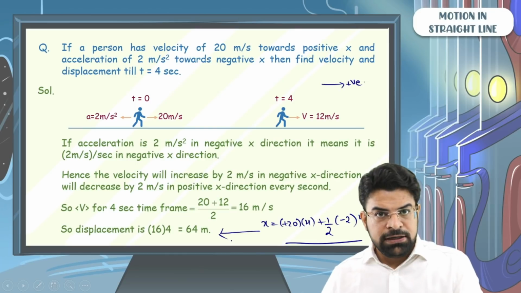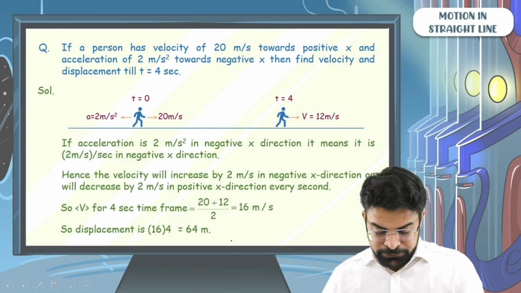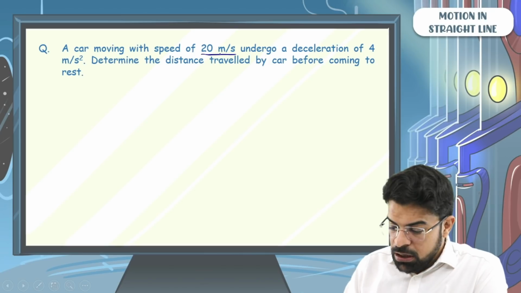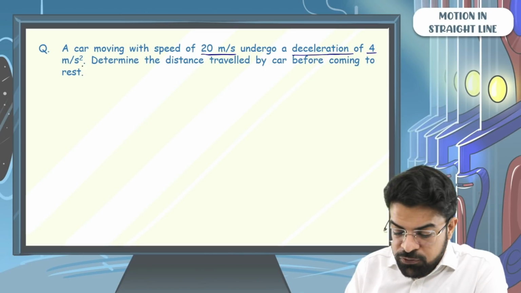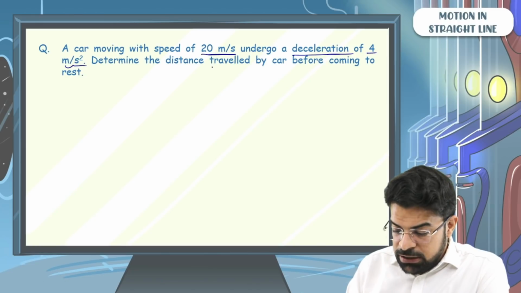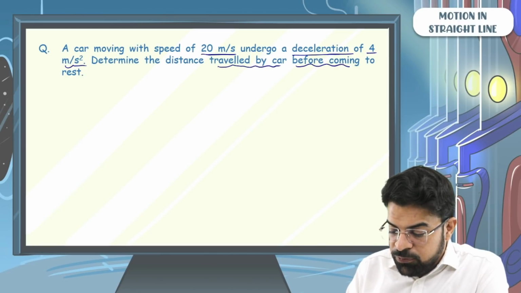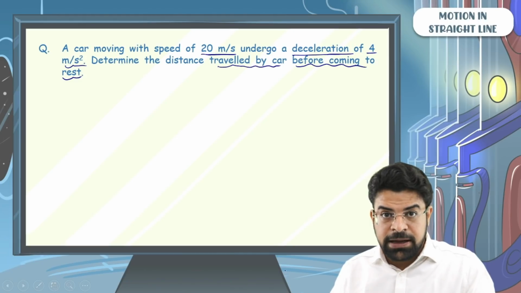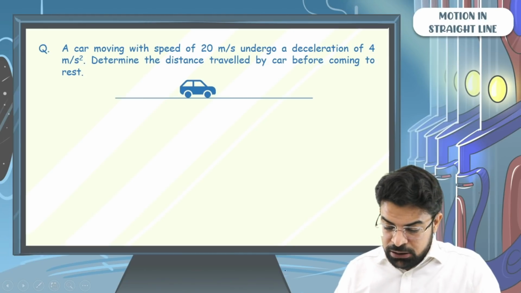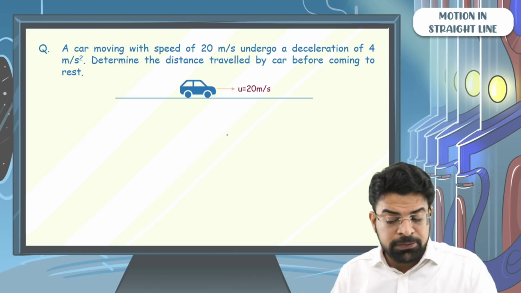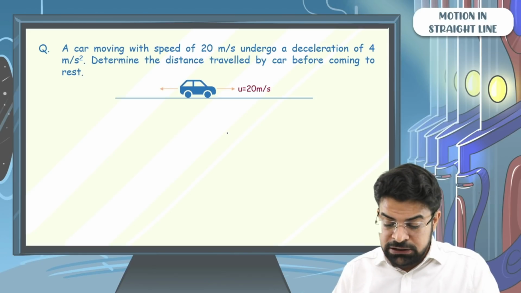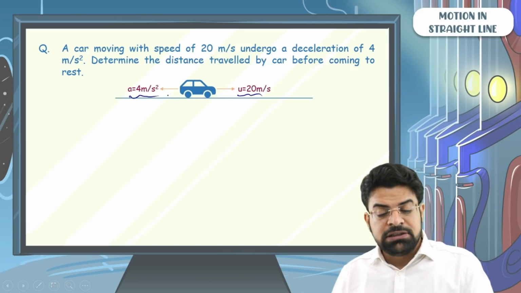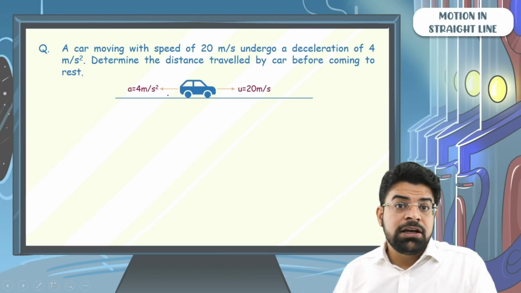Okay, let's do one more example. A car is moving with speed of 20 meter per second, undergoes a deceleration of 4 meter per second square. Determine the distance traveled by the car before coming to rest. So what will be the distance traveled by this car till the time it comes to rest? The car has got velocity of 20 meter per second, deceleration of 4 meter per second square, and they are asking what is the distance traveled by this car till the time it comes to rest.